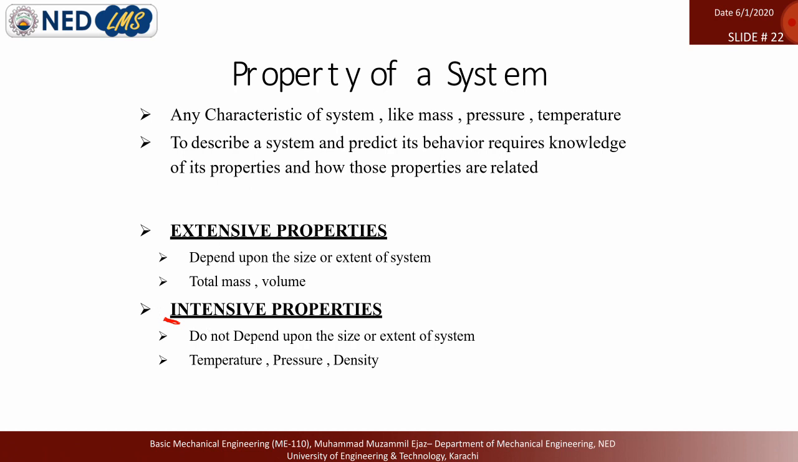Oppositely, an extensive property depends upon the size and extent of the system, like total mass, your weight. If you gain more volume, you get more weight. So volume, weight, and anything which depends upon the size are all extensive properties. Length is also an extensive property. Anything which is related to the extent of the system.